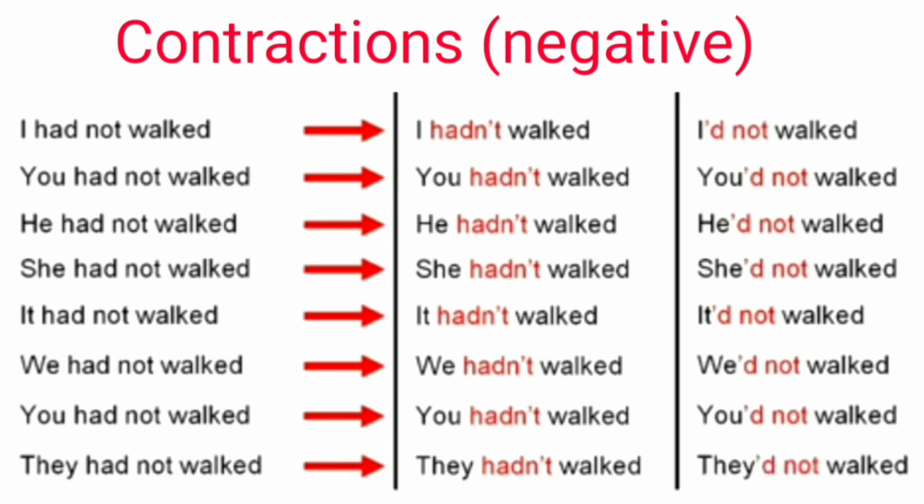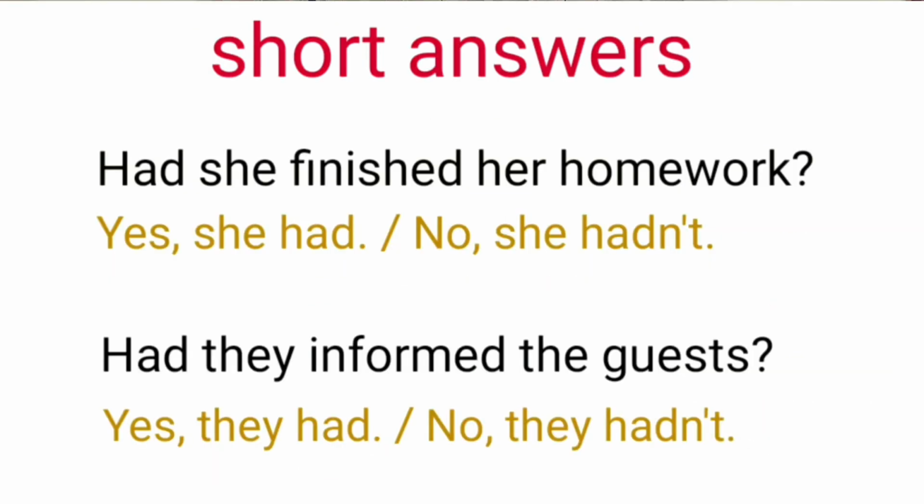We hadn't walked or we'd not walked. They hadn't walked or they'd not walked. Now, let's see how to give short answers in past perfect tense.